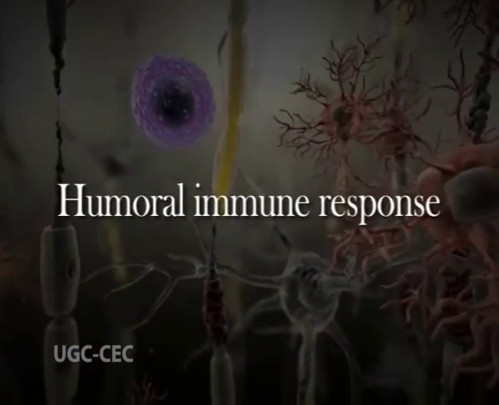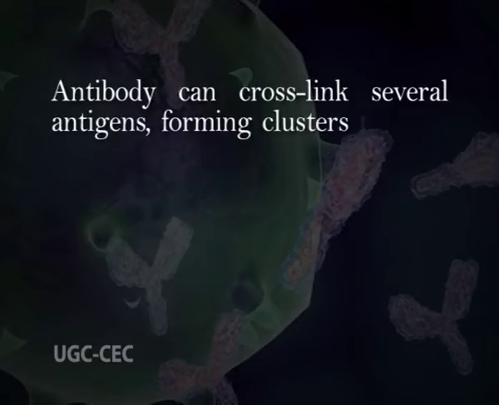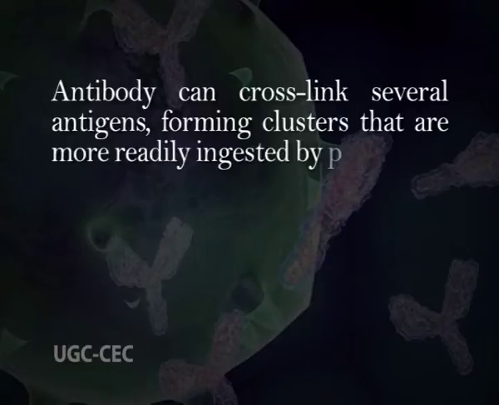Humoral immune response. As mentioned earlier, humoral immunity refers to immunity that can be conferred upon a non-immune individual by administration of serum antibodies from an immune individual. Antibody functions as effector of the humoral response by binding to antigen and neutralizing it or facilitating its elimination. When an antigen is coated with an antibody, it can be eliminated in several ways. For example, antibody can cross-link several antigens, forming clusters that are more readily ingested by phagocytic cells.